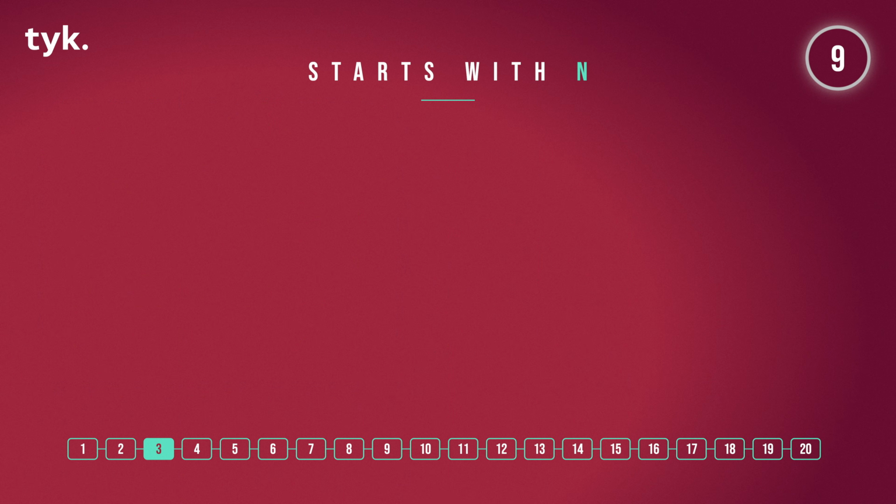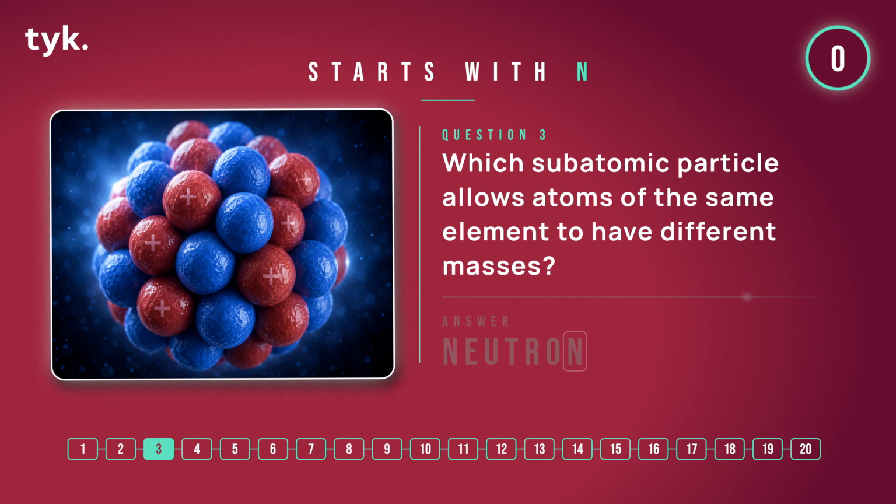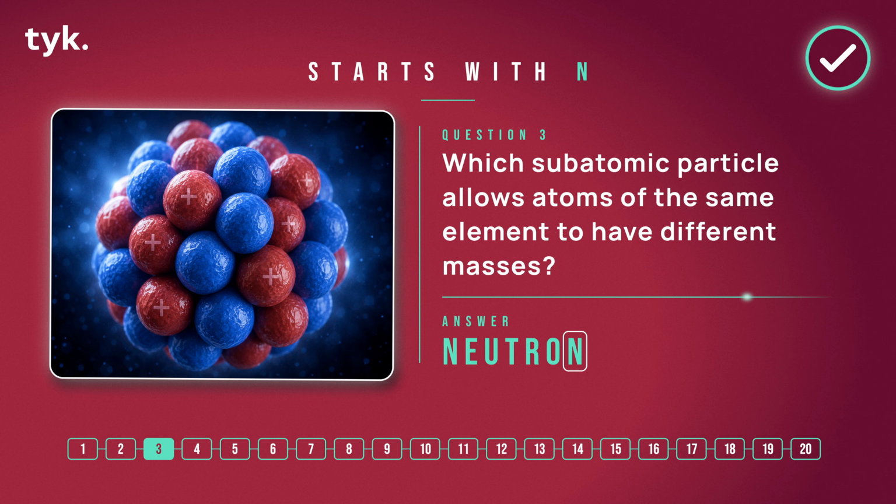Starting with N. Which subatomic particle allows atoms of the same element to have different masses? The answer is neutron. Variants of the same atom that have a different mass are called isotopes.